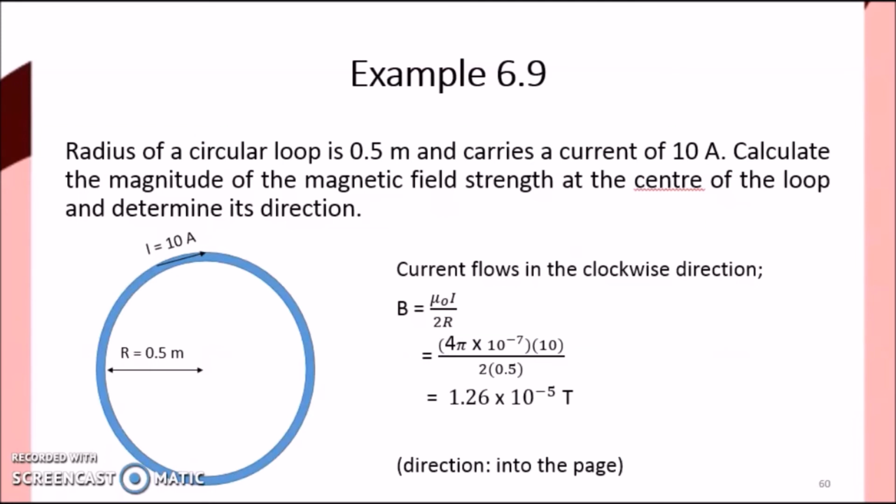For the direction, how do we know where the direction is? You have to grip the circular loop at all parts. You will see that at this point, the center of the loop, the magnetic field is all going into the page. So that's why it is written here, direction is into the page.